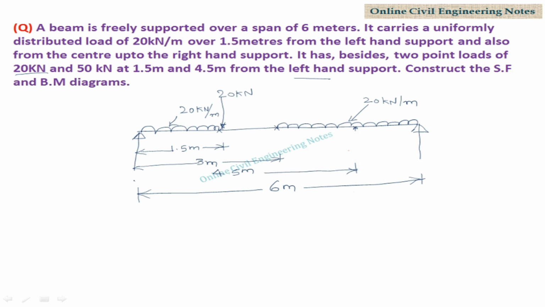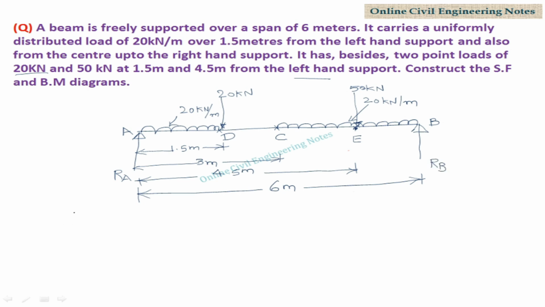This is 4.5 meter. Name this support as A, and it is B, C, D. So this point is E. At E, 50 kN point load is acting. At D, 20 kN is acting. From the figure, we know that two UDLs are acting and two point loads are acting. So all the loads are acting vertically downward. See, this is RA, the support reaction at A, and the support reaction at B is RB.